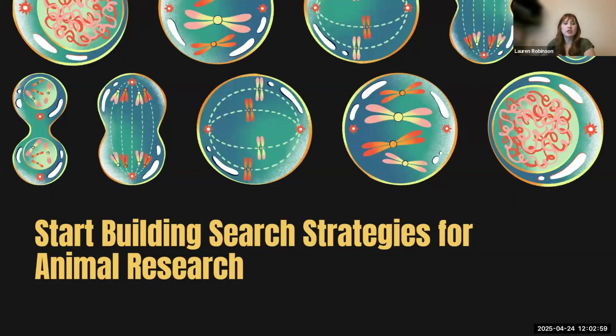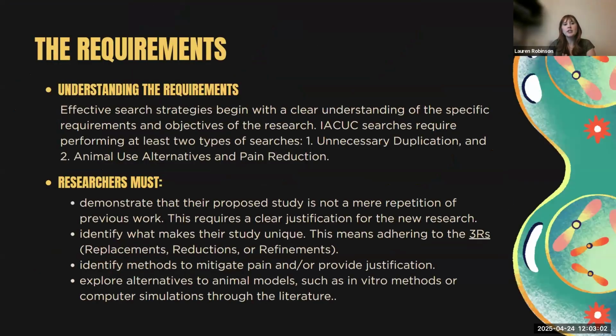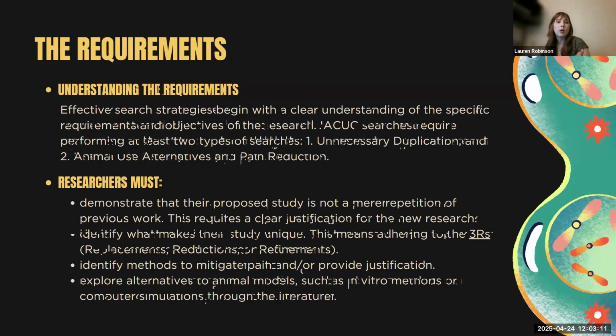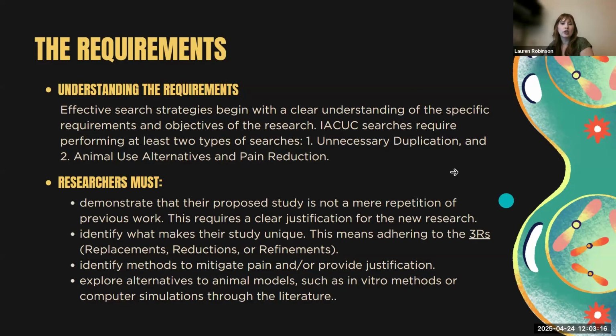So we're going to start building search strategies for animal research. Understanding the requirements, you have to build effective search strategies with a clear understanding of the specific requirements. So this includes unnecessary duplication and animal use alternatives, and pain reduction. As researchers, you must demonstrate that your proposed study is not a mere repetition of previous works, and this requires a literature search. To provide that justification, you have to be able to find in the literature how your research is different and how it fills a gap. So what makes your study unique?